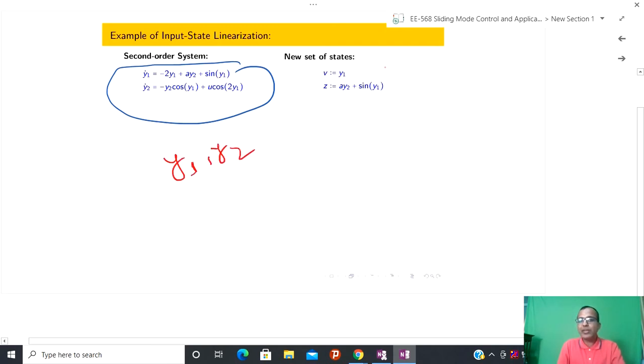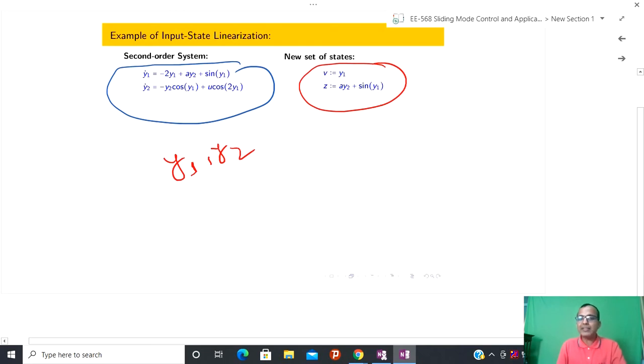Now try to look inside this system. I am going to select new state variables: y1 and z equal to a y2 plus sin y1. I am not going to tell how I selected them, I am just saying that I have selected this. I have a certain kind of intuition, due to that reason I have selected this variable, and later obviously I will give the way.